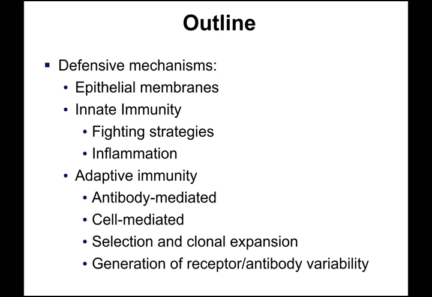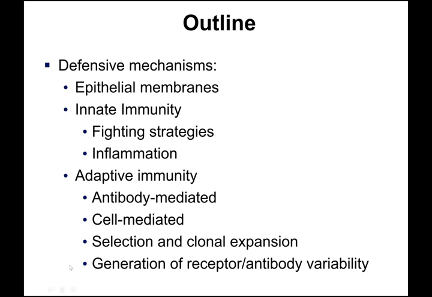The first one is there are natural barriers that do prevent the entrance of different organisms inside the body. So these are referred to as epithelial membranes. We'll go quickly through that. Then we'll talk about what we refer to as the actual immune system, which consists of two parts, the innate immunity and the adaptive immunity. So we'll talk about the fighting strategies and so on.